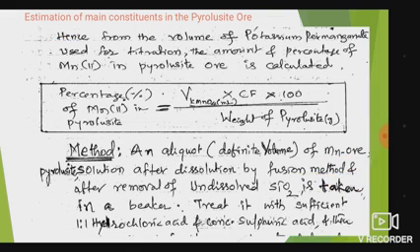Hence, from the volume of potassium permanganate used for the titration, the amount and the percentage of Mn2+ in pyrolusite ore is calculated with the formula: percentage of Mn in pyrolusite ore is equal to the volume of KMnO4 in ml into the conversion factor into 100, divided by the weight of pyrolusite ore. This is the formula for estimating the percentage of Mn.